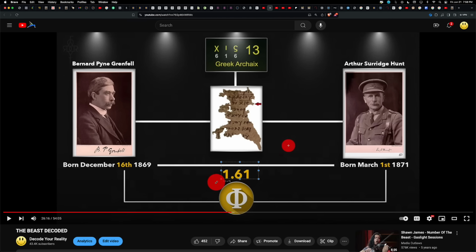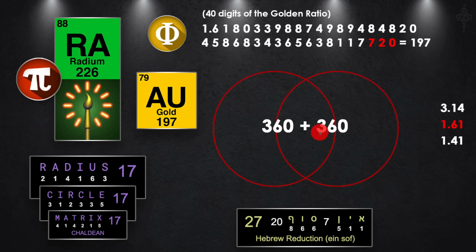And their birthdays. This guy was born first. So I started with the 16 and then the 1, and you get the golden ratio. And these guys discovered an artifact claiming that the great beast is not the 666, but the 616. From the golden ratio, from the circles. So now you know what the great beast is.